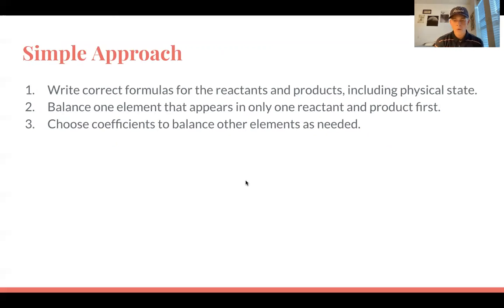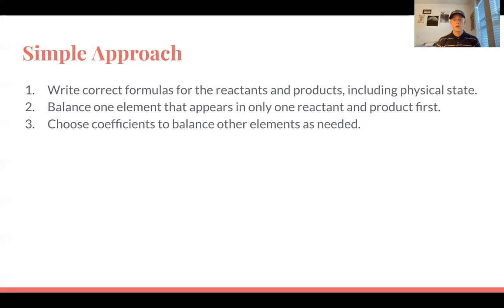So when we look to solve and balance out a chemical equation, it's a pretty simple process, and I've broken it down into 3 steps. The first step would be: write the correct formulas for the reactants and products, including physical state. So you would write all the reactants, put an arrow, and behind each reactant, you would put either solid, liquid, gas, or aqueous, depending on what it is in standard condition. And then on the right side of the arrow, you would put the products. And again, behind the products, you would put solid, liquid, gas, or aqueous.